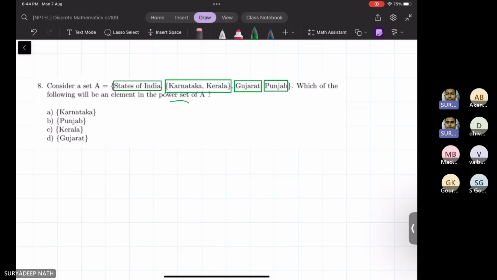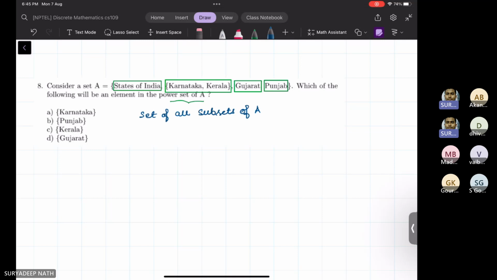So power set of A is basically all subsets of A. So that is the first question that we solved today, finding the set of all subsets of A. So what we did in question 1 was finding the cardinality of the power set of A. So here we considered the power set of A basically means all the possible subsets of A. So which of the following will be an element in the power set of A?